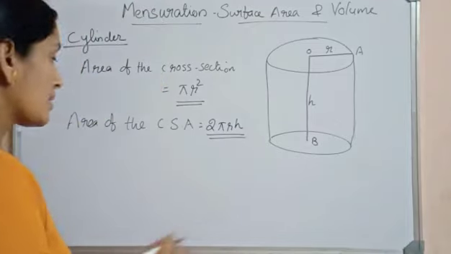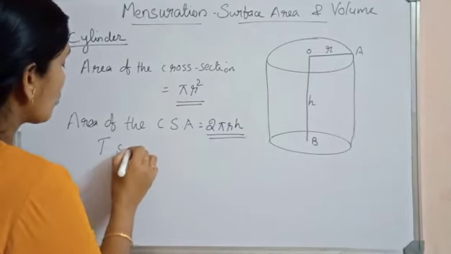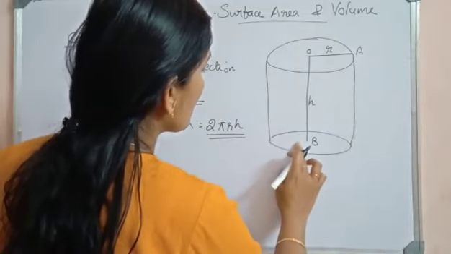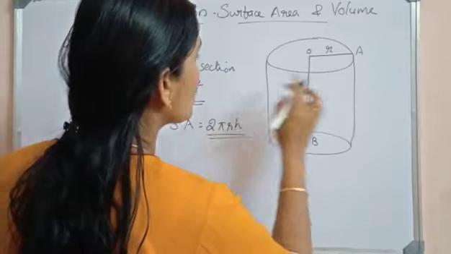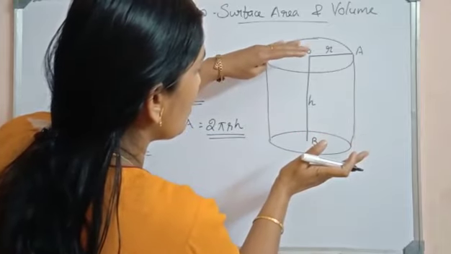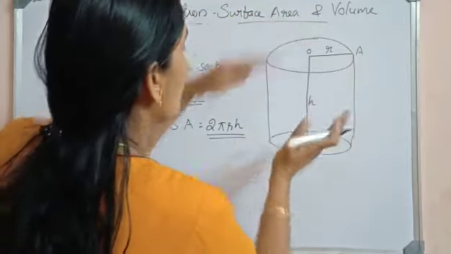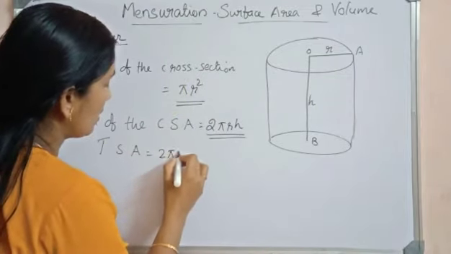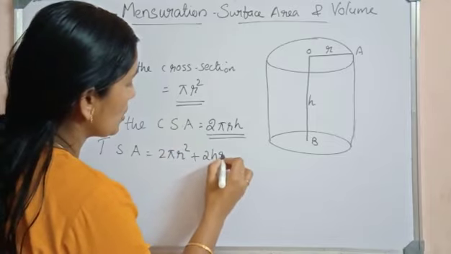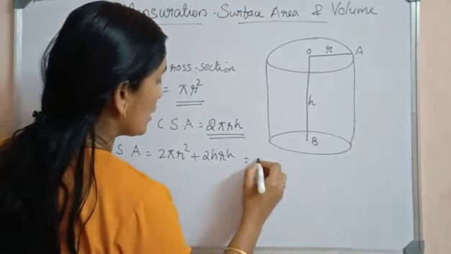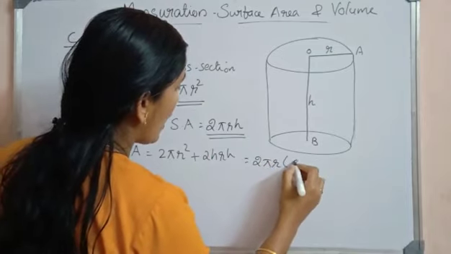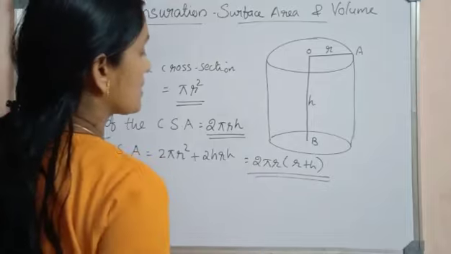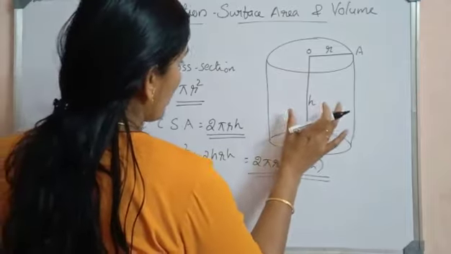And the next is the total surface area. We have seen that there are two circular faces and one curved surface. So the total surface area will be the areas of all these faces, that is 2 pi r square plus 2 pi r h, and that can be written as 2 pi r into r plus h. This is the total surface area of the solid cylinder.